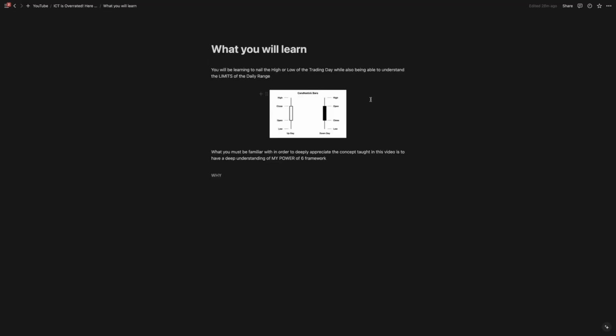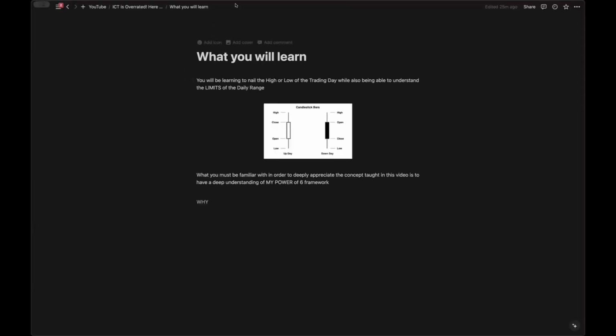Quite small, right? That's the point. All this space over here is my blackboard. Now think about this. Give me 1 second. Let me just exit full screen. Now, let's think about something. You'll be learning to nail the high or low of the day, while also being able to understand the limits of the daily range.